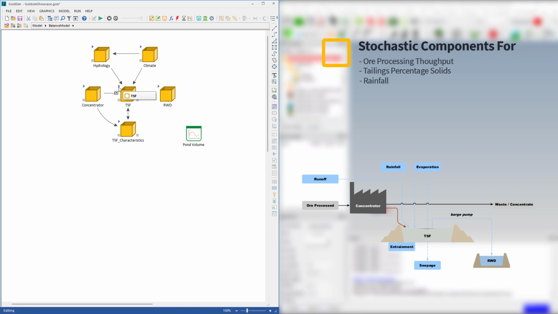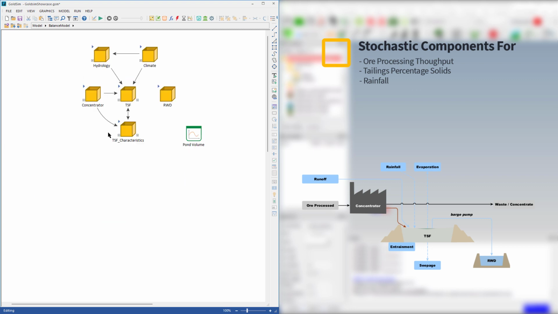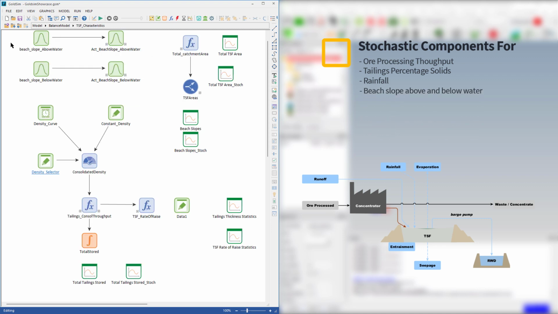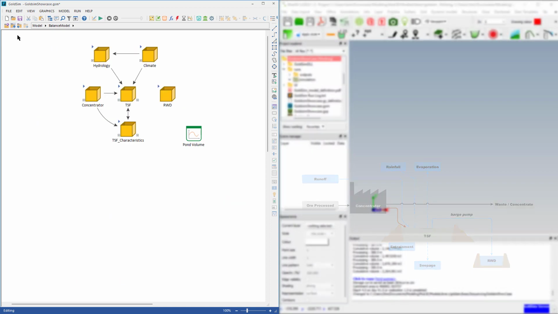And then finally, the TSF pool calculation takes into account how much water is being deposited and drained, how much is coming through runoff, direct rainfall, and then how much is leaving as well. So the outflows, we have the seepage, evaporations, and a barge pump that pumps to a return water dam. We also have some uncertainties around the slope above water and below the water that are also taken into account.